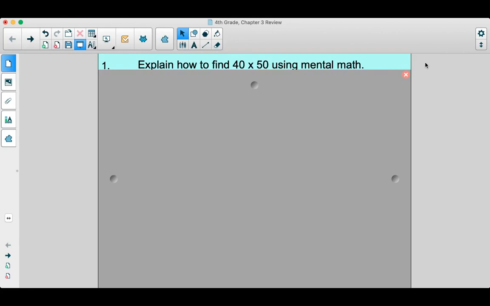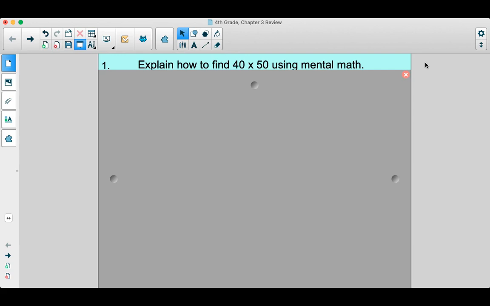We're getting ready to start your 4th grade chapter 3 review, which begins on page 135. And I just want to remind you, I'm not going to do every single question as I go through this review. I've picked out some of the ones that might be tricky, and we're going to focus on those. Okay, so the first one says, explain how to find 40 times 50 using mental math.